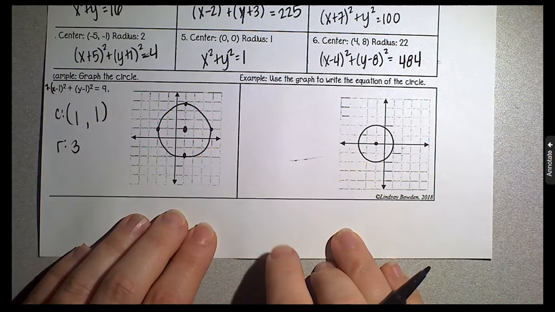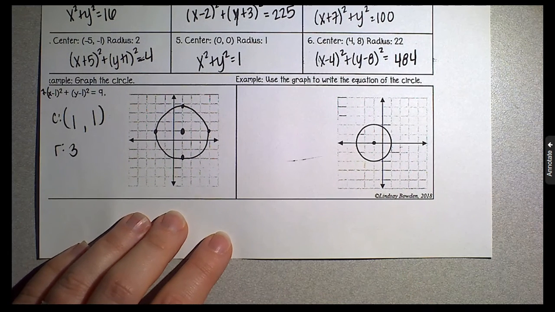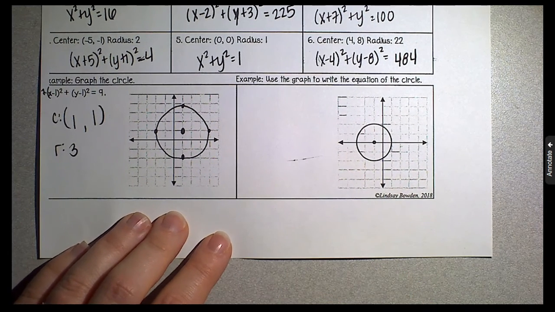I'm pretty proud of myself. So you got a nice circle and that's it. That's how you draw a circle. You find the center, you do the radius, and then you get your nice circle there.